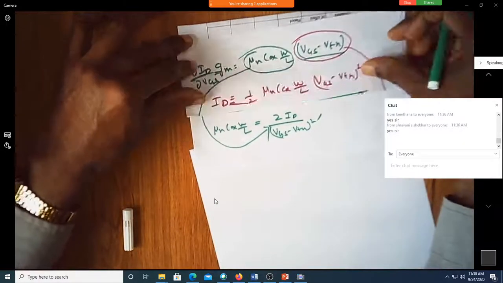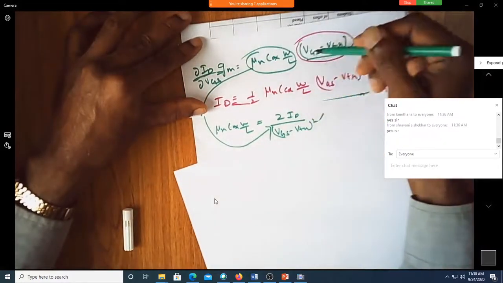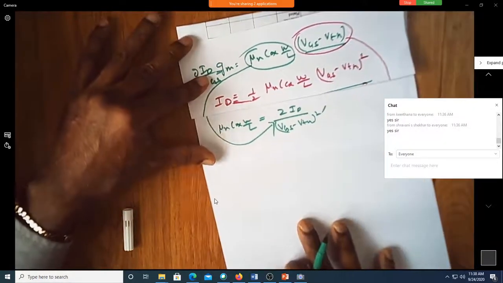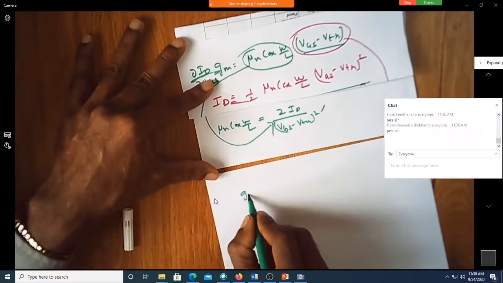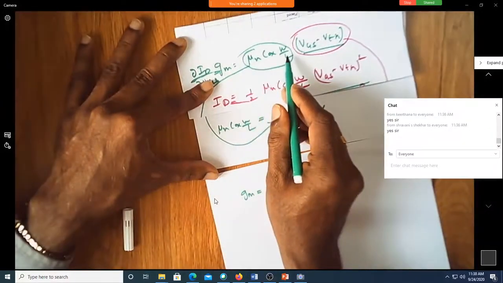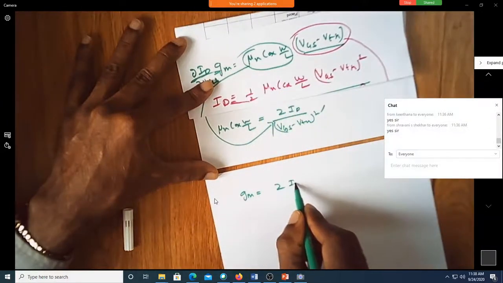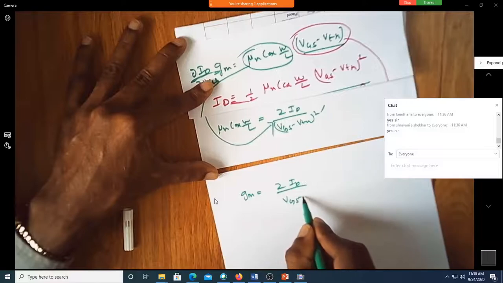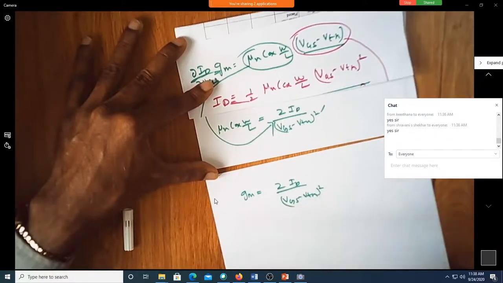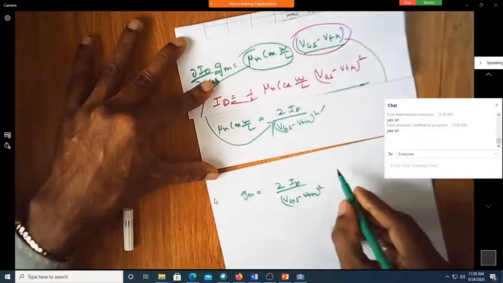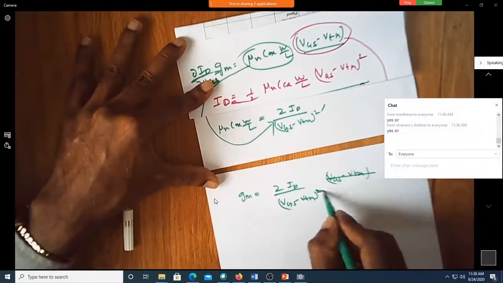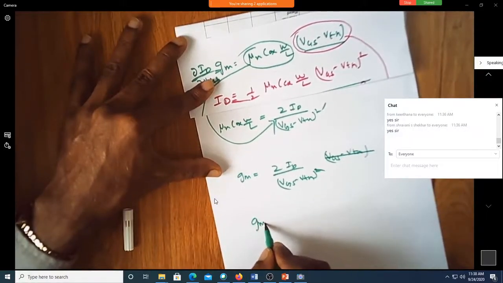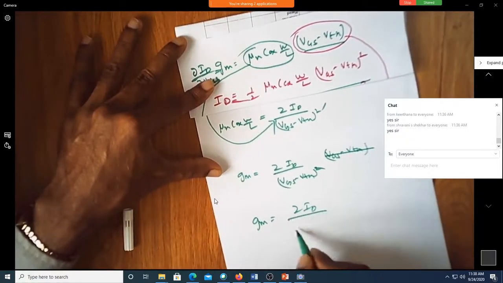Next, let me replace this part of the GM expression by using the ID expression. So shall I now write GM is equal to, what is this, mu n Cox W by L? Can I write it as 2ID by (VGS minus VTH) whole square? Yes, sir. Shall I retain this as it is? Yes, sir. So does this go with this square? Yes, sir. Shall I now write 2ID by VGS minus VTH?